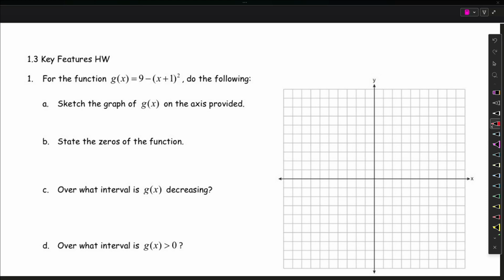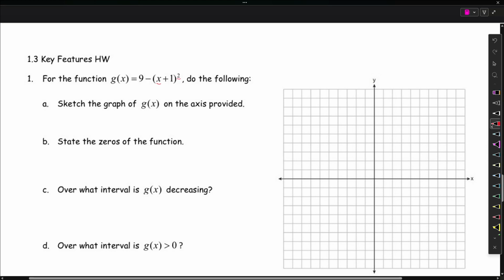So let's think about it like this. Take a look at Desmos. So we have g of x. The parent function here is x squared, right? That's our starting point. So we're going to start from x squared, and whenever you think about the transformation, you want to go inside out.